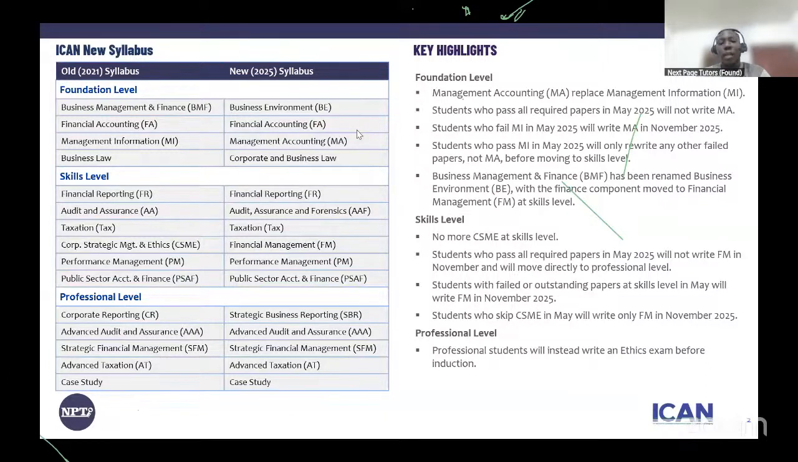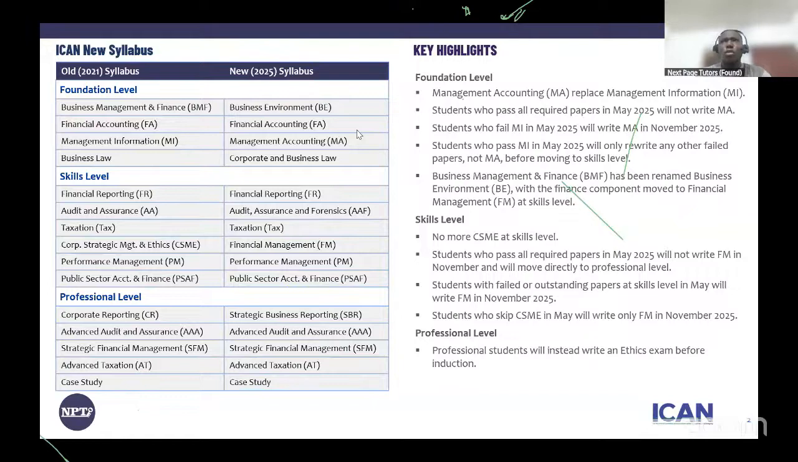Right. So at MI level, there are some topics that they took out. Of course, it's not as if they took it out completely. They moved it down to some to SFM, some to PM, some to FM. Why at management accounting, we have other addition to that area. Then business law becomes corporate and business law. So they added other chapters to it.